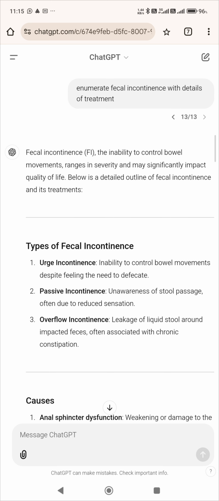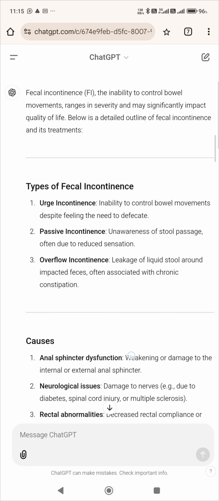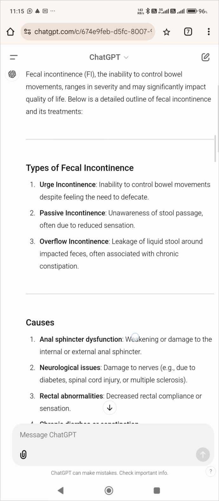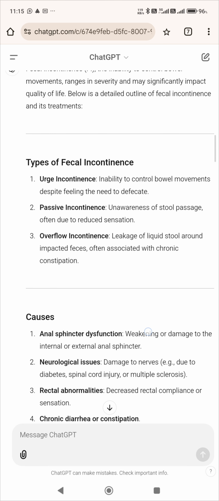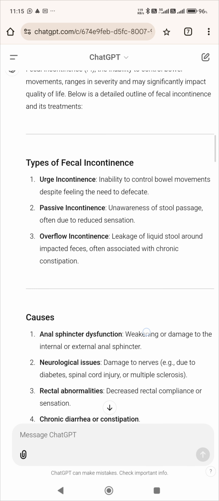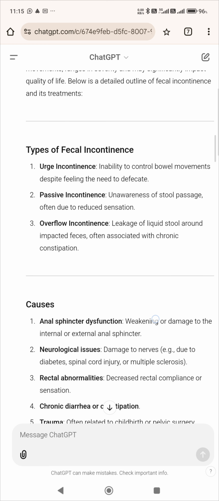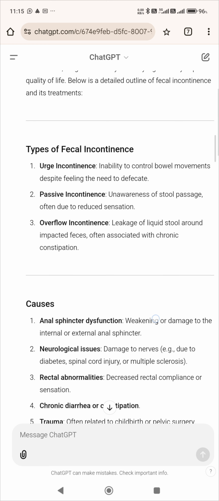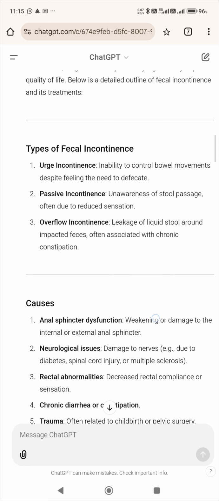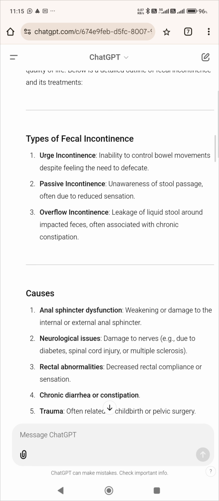Fecal incontinence, FI, the inability to control bowel movements, ranges in severity and may significantly impact quality of life. Below is a detailed outline of fecal incontinence and its treatments. Types of fecal incontinence. 1. Urge incontinence, inability to control bowel movements despite feeling the need to defecate. 2. Passive incontinence, unawareness of stool passage, often due to reduced sensation. 3. Overflow incontinence, leakage of liquid stool around impacted feces, often associated with chronic constipation.